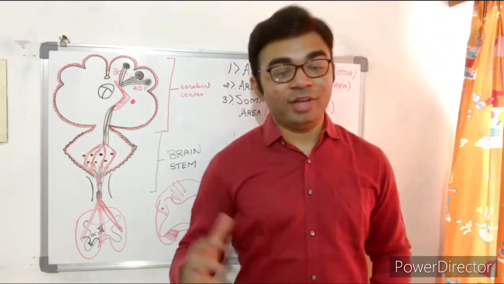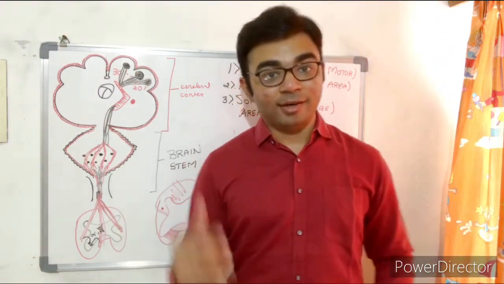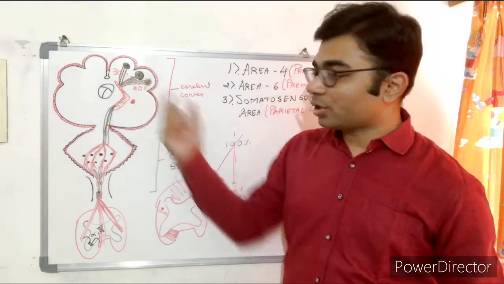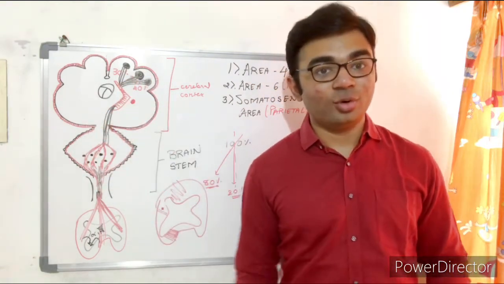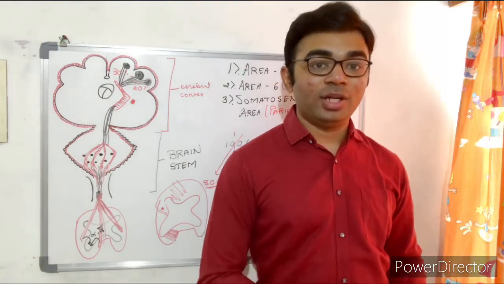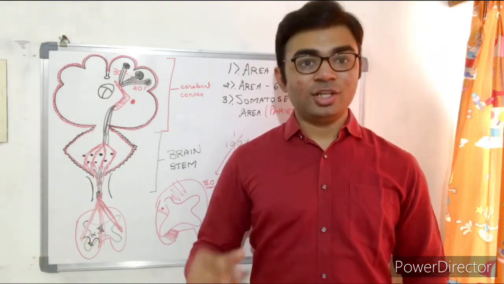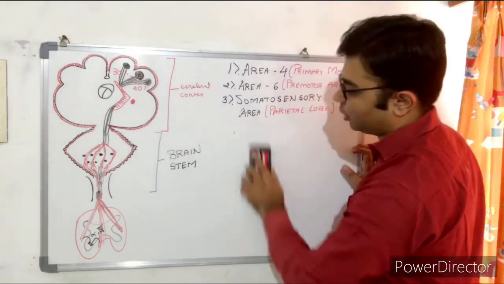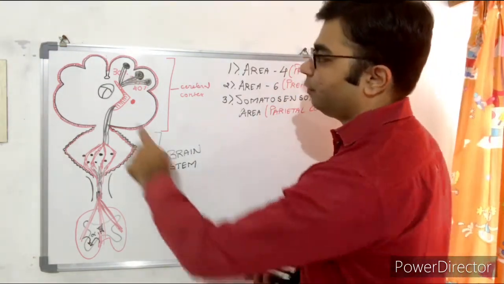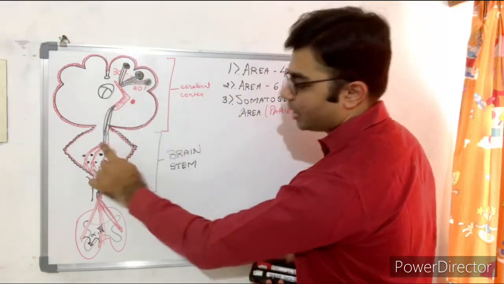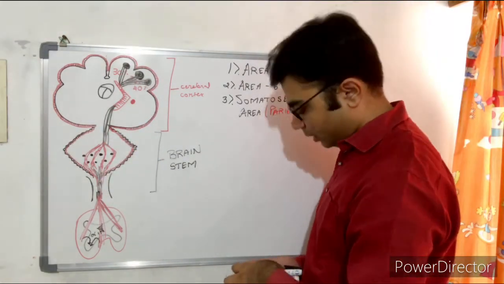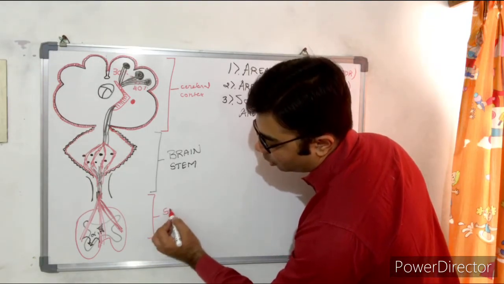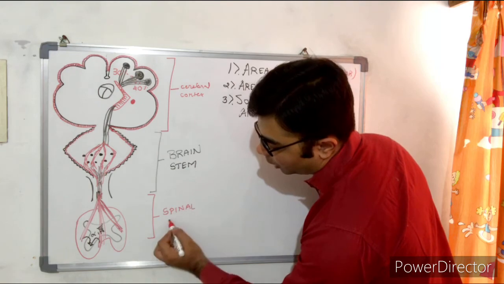Now as it is a very important topic, we must revise all the levels and the important structures, that is the origin as well as the course, and the most important, that is termination, and at last the function. So let's do a quick revision of it. First let me rub all of these. So first of all, this area is the cerebral cortex, this is the brainstem, and let me write it over here, and this is the transverse section of the spinal cord.